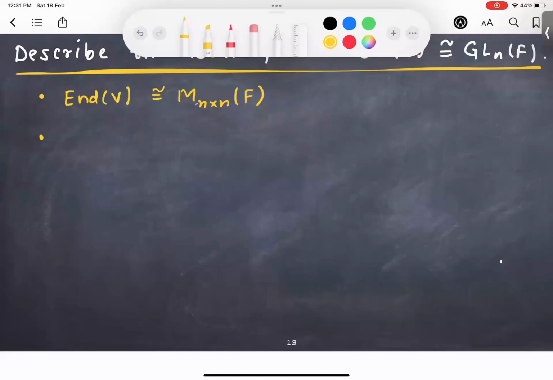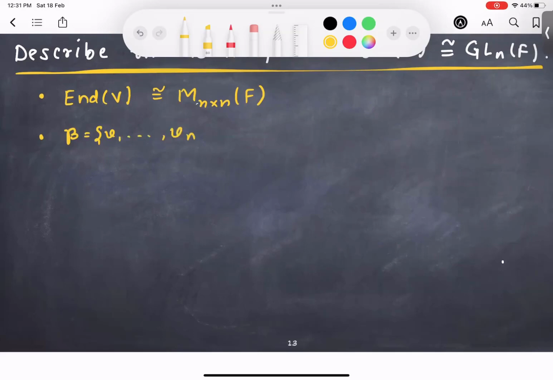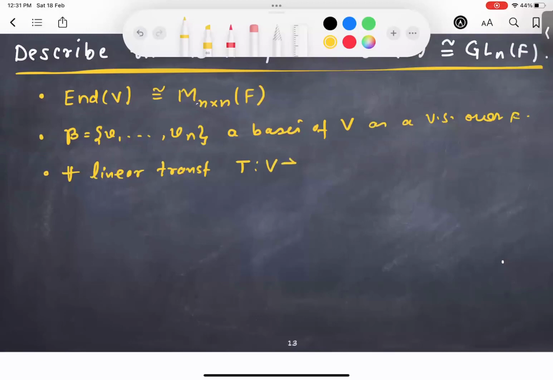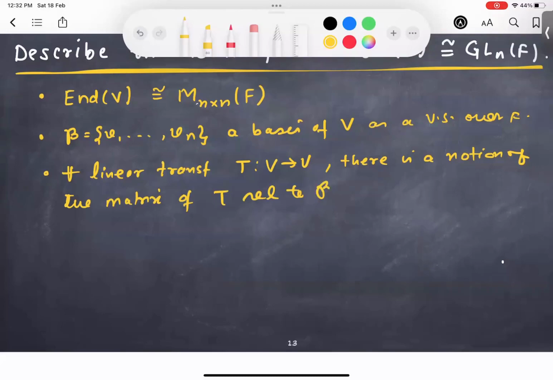So if you recall, how is this isomorphism done? You take a basis B of V as a vector space over F. Now, for every linear transformation T from V to V, there is a notion of the matrix of T relative to B, which I will denote by [T]_B. Just recall this notion because I will be using that.